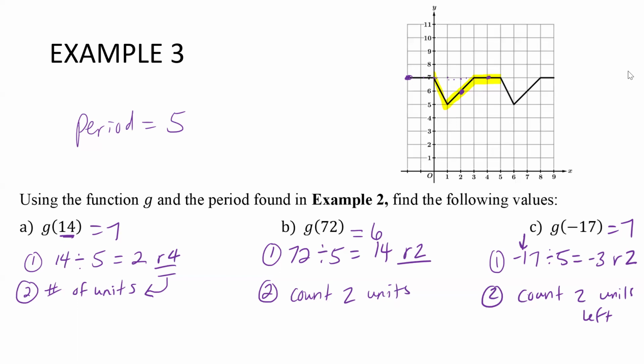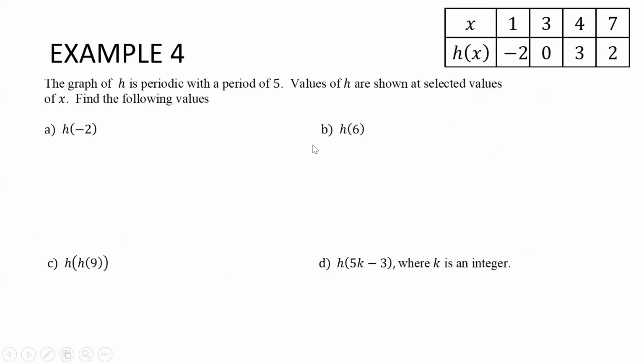Now we're going to talk about a table perspective. So example 4 is from a table. So our function is written in table form. We have x equals 1, output is -2, x equals 3, output is 0, x equals 4, output is 3, x equals 7, and the output is 2. Okay. The graph of h is periodic with a period of 5. Values of h are shown at the selected values of x. Find the following values.